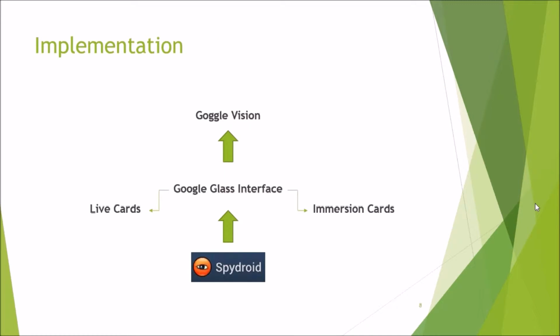The Goggle Vision glassware is implemented keeping in mind the underlying concepts of the SpyDroid application, which is used on mobile devices for streaming the camera feed to any web browser.